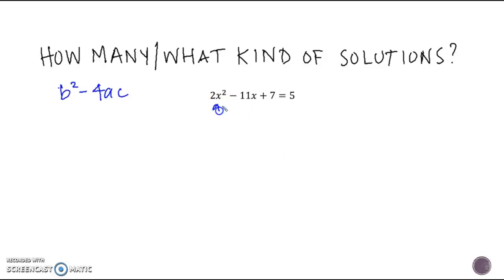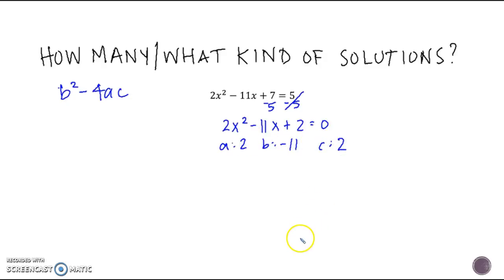So I'm going to find the discriminant. Before I find it, it's got to be set equal to 0. Right now I've got this 5 on the other side, so I've got to subtract it over before I can do anything. So I have 2x squared minus 11x plus 2 equals 0. Now I can look at a, b, and c. A is 2, b is negative 11, c is 2.